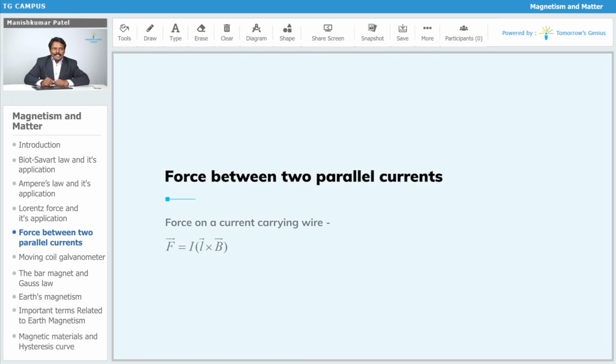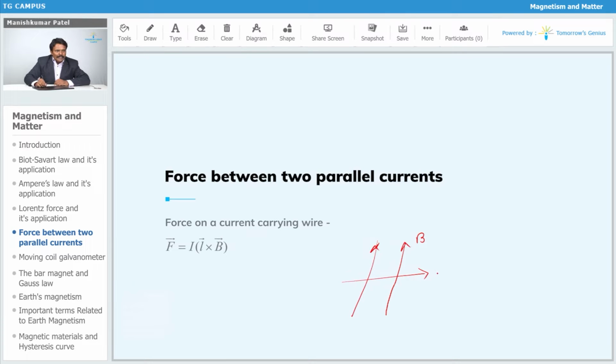Now we will see the force between two parallel currents. Before that, what is the force on a current carrying conductor when it is placed in some external magnetic field? So let's say that you are going to place one current carrying conductor, which is going to carry some current. Again, let's say this is the external field that you can show over here by B.